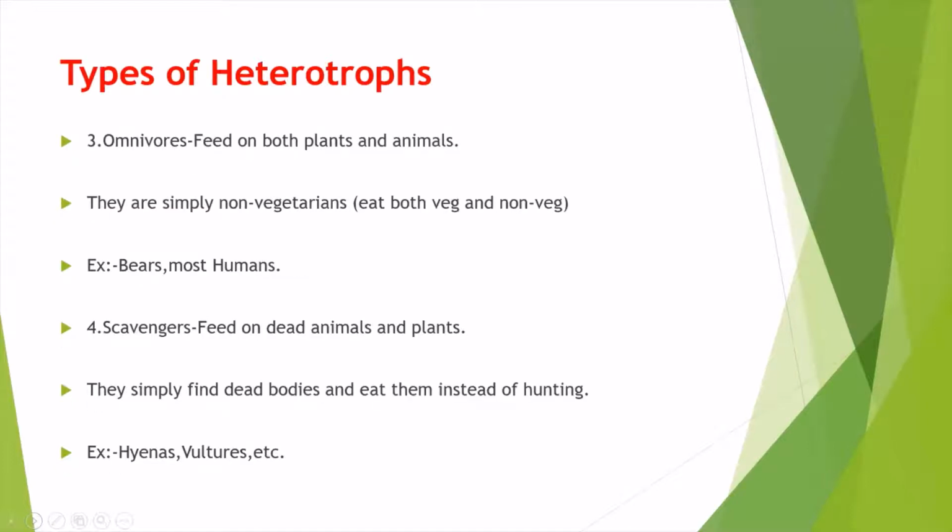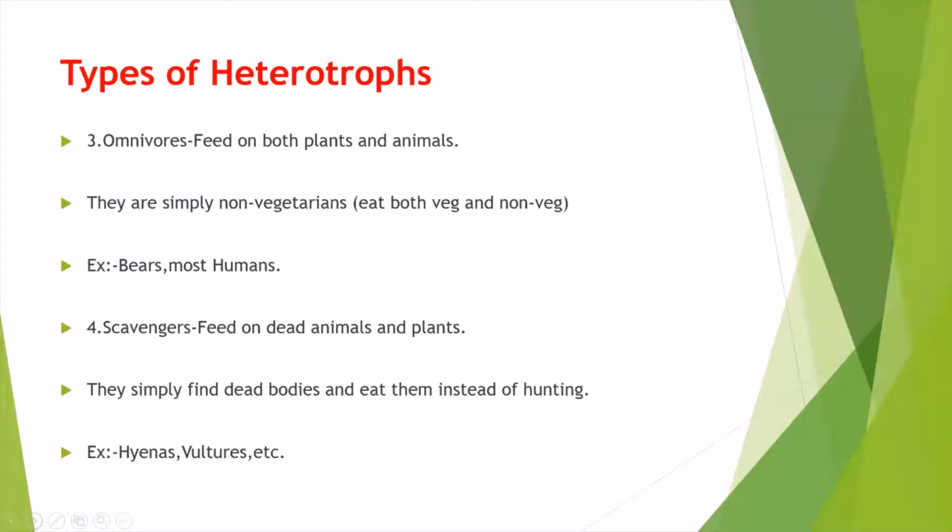The third, omnivores. Omnivores feed on both plants and animals, and they are simply non-vegetarians. They eat both veg and non-veg. Most of your friends, and most probably the people who are watching this video, will be non-vegetarians. Examples for omnivores are bears and most humans. Means, there are some pure vegetarian humans and pure non-vegetarian humans. That's why most humans. And you might be one of them most probably.